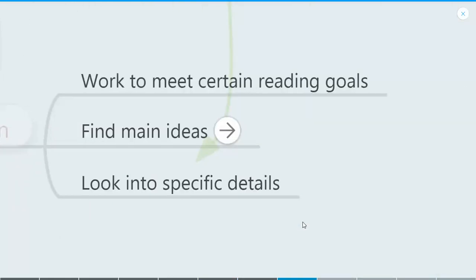So then the last thing would be to look into specific details in the book, and I made an arrow that attaches the emotion section of the presentation to looking into specific details, because to find the different emotions in the book A World According to Humphrey, you're going to have to look at specific details.